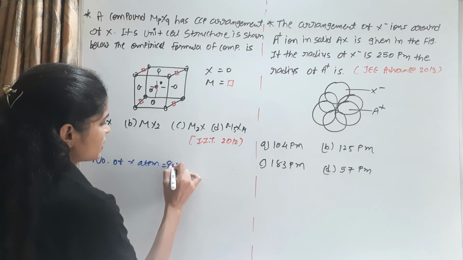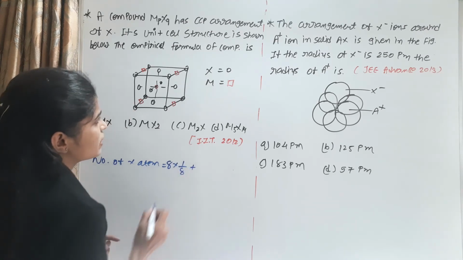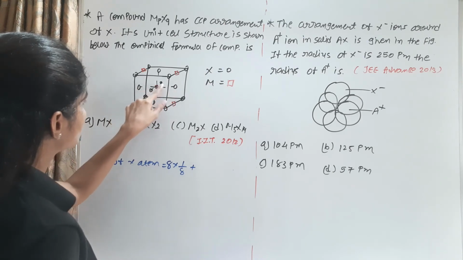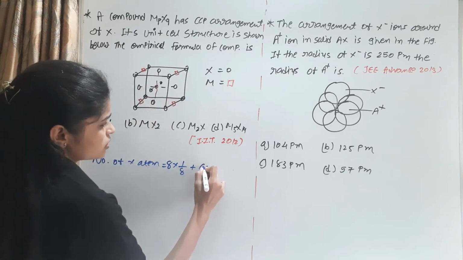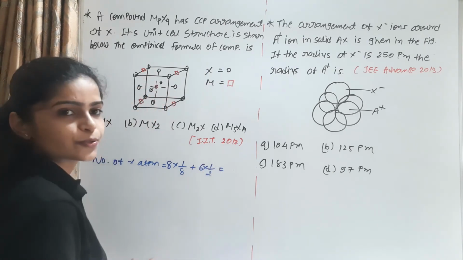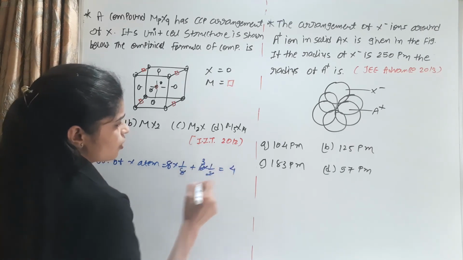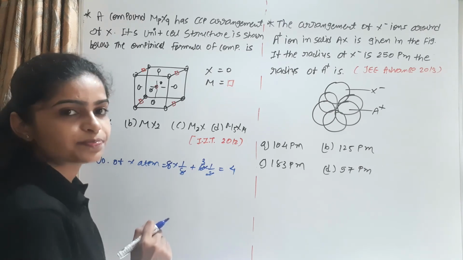Corner atoms: 8, and their contribution is 1 by 8. The spheres are also present on the faces: 1, 2, 3, 4, 5, 6. So 6 faces, and their contribution is 1 by 2. So there are 1 and 3, a total of 4 X atoms present.